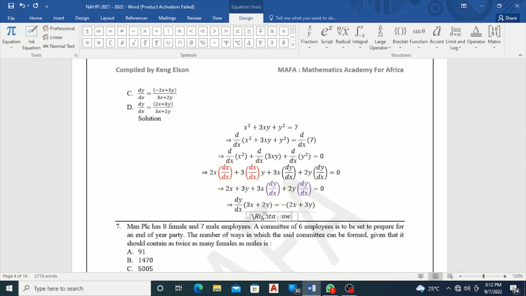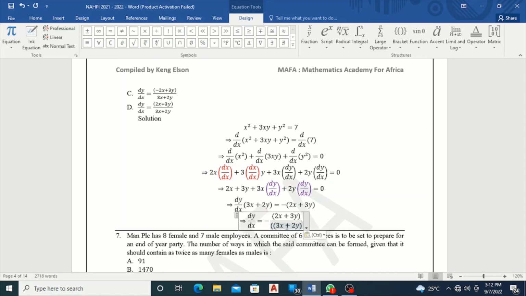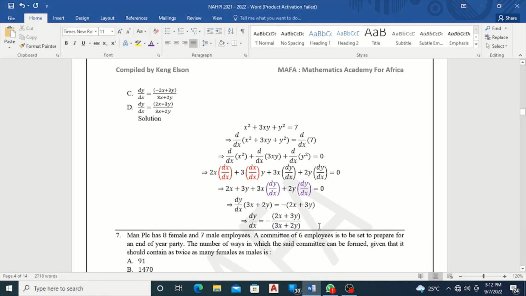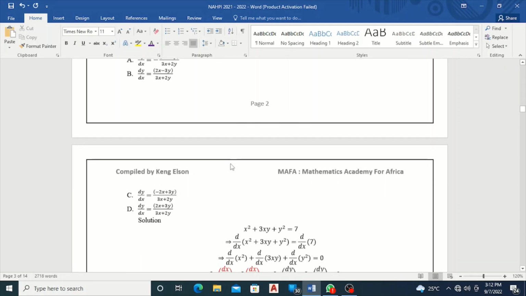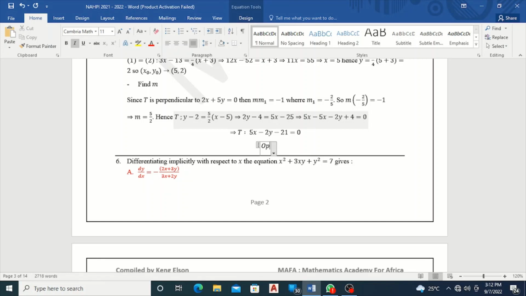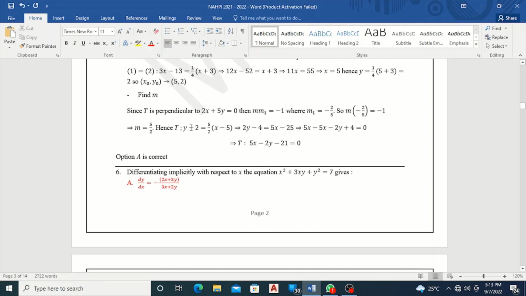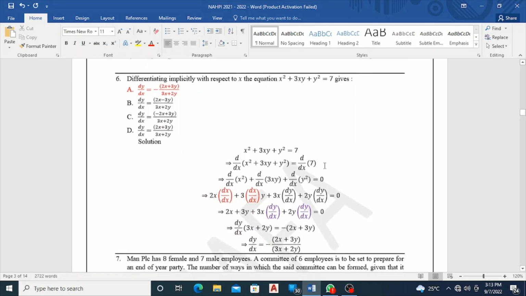So we can get our dy by dx equal to negative into 2x plus 3y, just dividing both sides by what is on the left hand side, divided by 3x plus 2y. Alright, so which option is correct? Negative into 2x plus 3y divided by 3x plus 2y. Option A. Yes, option A is correct. I forgot to put the option that is correct here. So here option A is correct, here option A was correct, and also here option A is correct.